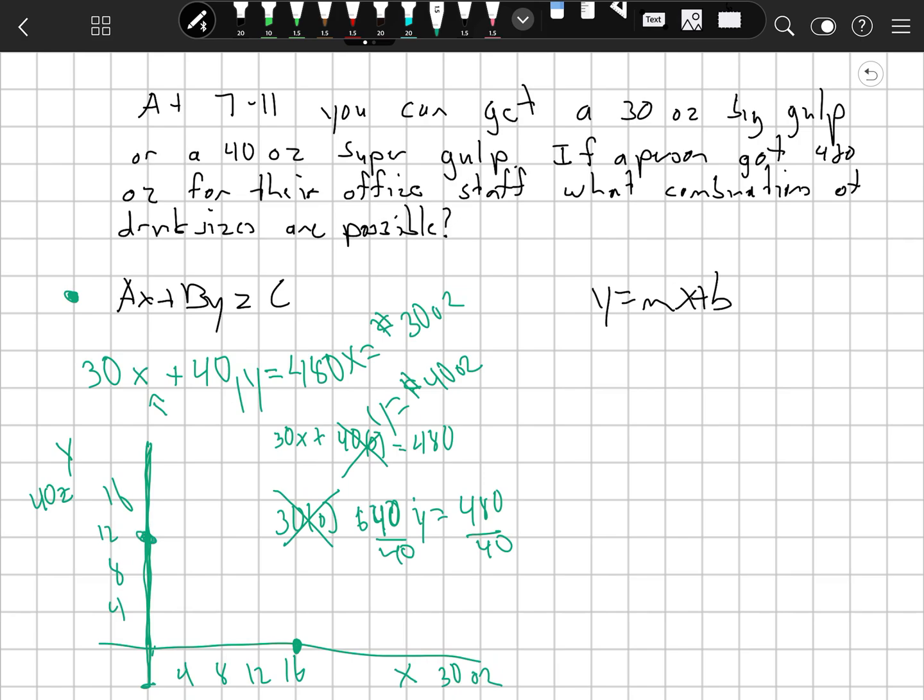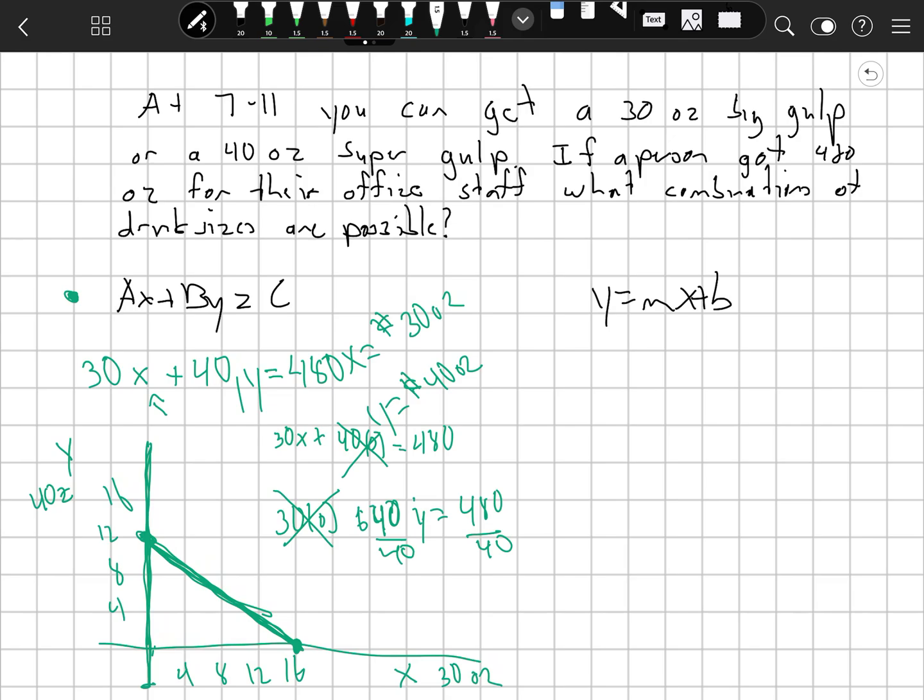So y is 12. So when you have 0 30-ounce drinks, you have 12 40-ounce drinks. You could draw a line between the two of these because it is a linear relationship. And any points on that line that are whole numbers will also be different combinations of 30 and 40 ounce drinks. So there you have it.